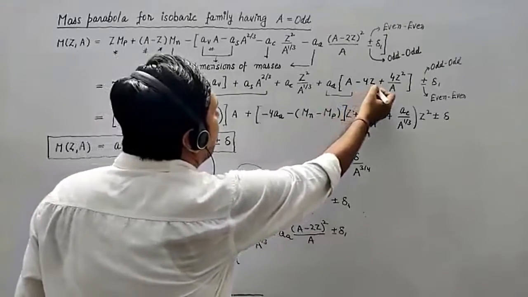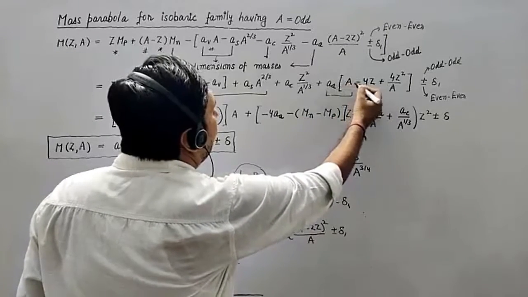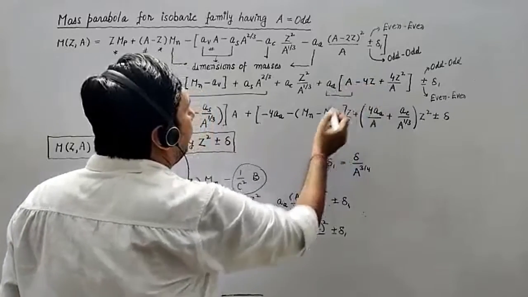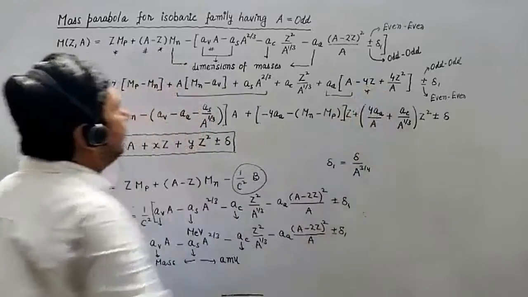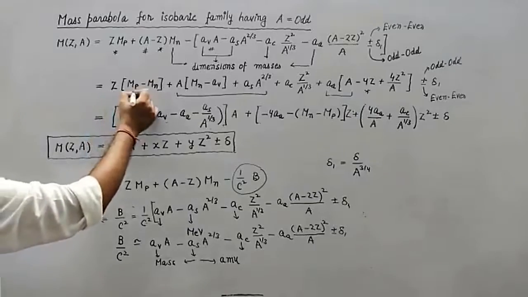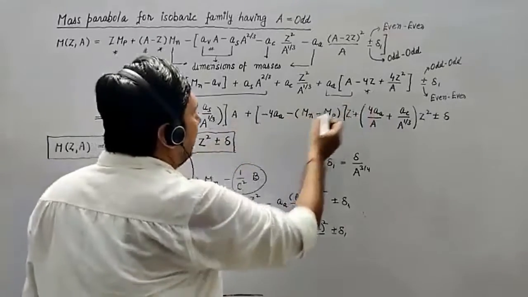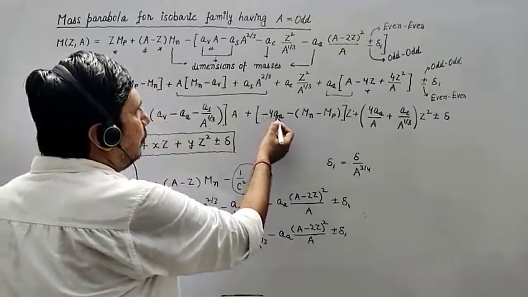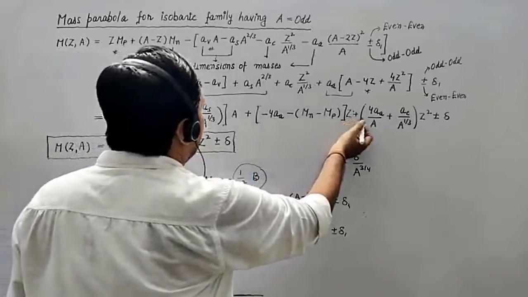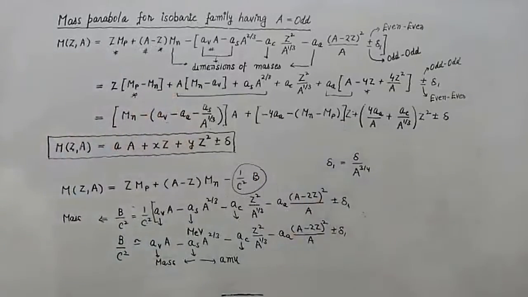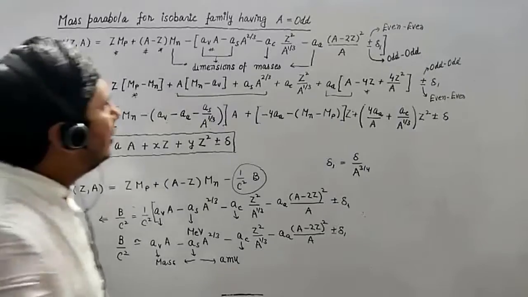This is here, and another term will be minus 4Aa, 4Aa from here. This is another term. So we have combined these two terms with this term. So here this will be minus 4Aa into Z. After this, we are left with two terms.